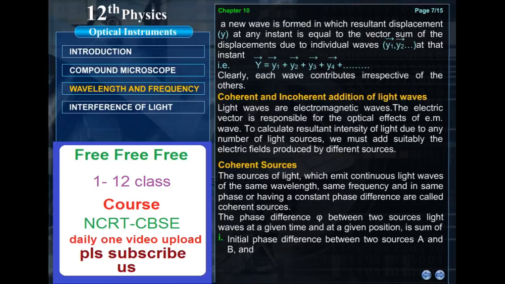Coherent and incoherent addition of light waves. Light waves are electromagnetic waves. The electric vector is responsible for the optical effects of an EM wave. To calculate the resultant intensity of light due to any number of light sources, we must add suitably the electric fields produced by different sources. Coherent sources. The sources of light which emit continuous light waves of the same wavelength, same frequency, and in the same phase or having a constant phase difference are called coherent sources.